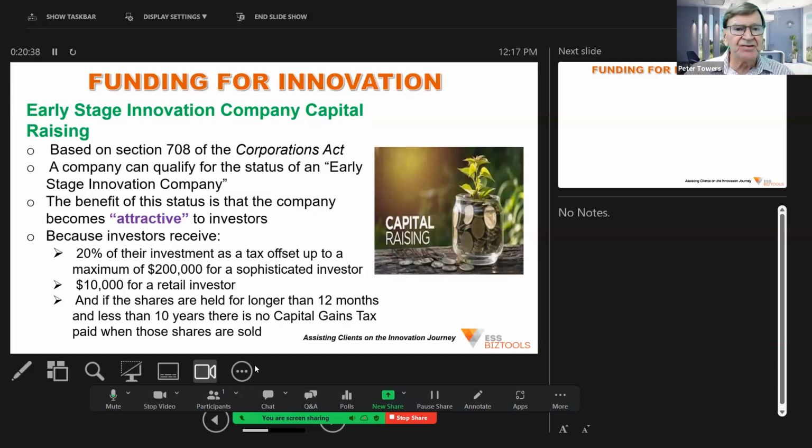Now, you can read the questions in the ESS BIZTOOLS early stage innovation company product package, where it's fully summarized. This is a great initiative to help companies who are on the innovative journey, to make themselves attractive, to be able to raise some capital, because the investors get an inducement.